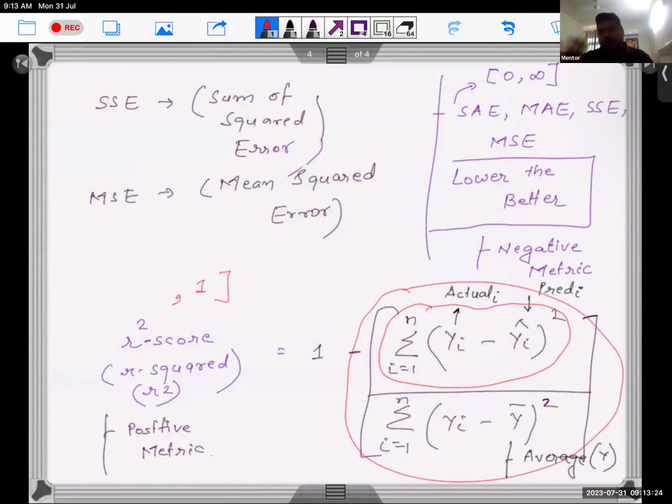Can you tell me what will happen if p is 1? What is this equivalent to? Manhattan distance. Okay. And if p is equal to 2, what is this equivalent to? Euclidean distance. Spot on.